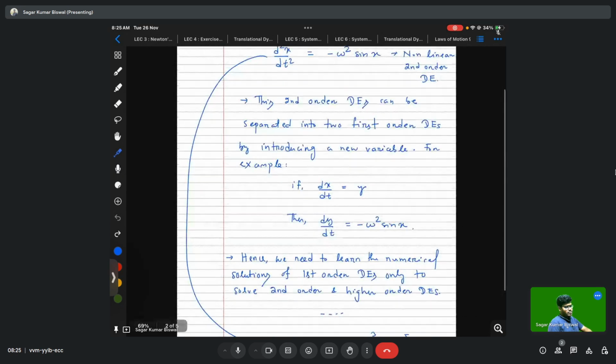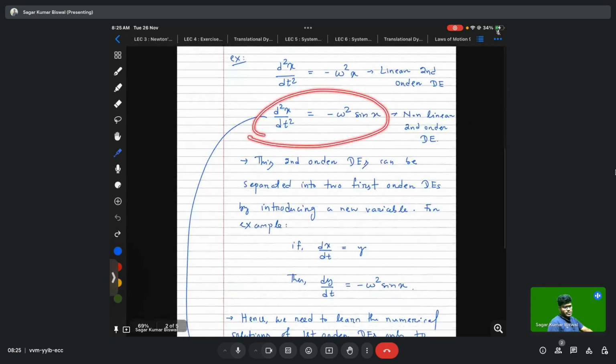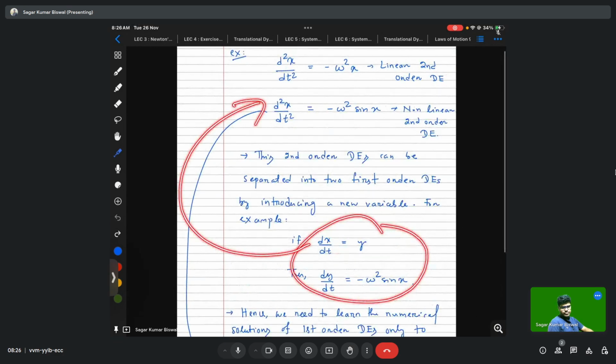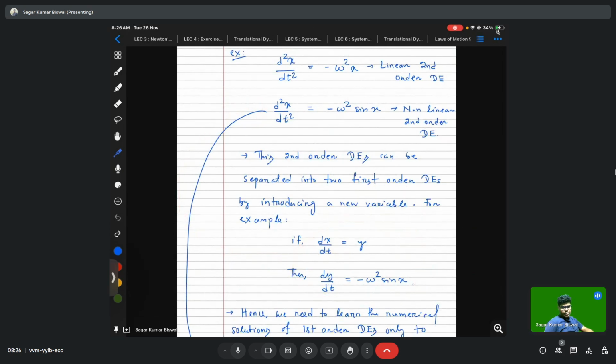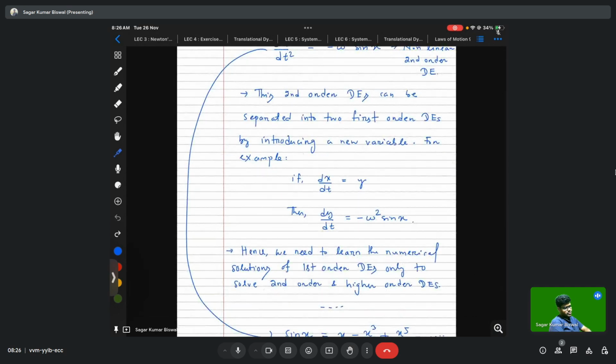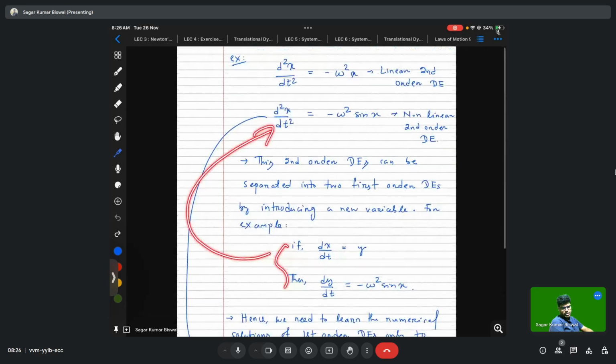So here you started with a second order differential equation, but here you have two first order type differential equations that exactly describe this equation. So these second order type differential equations can be separated into two first order type differential equations, right? So these two are first order type differential equations, but they actually represent this second order type differential equation.